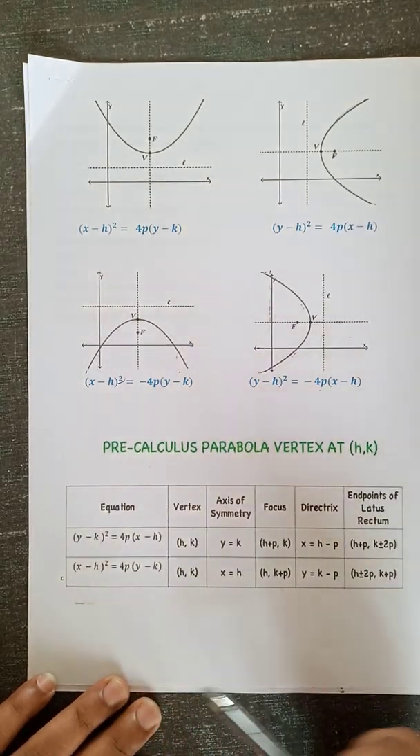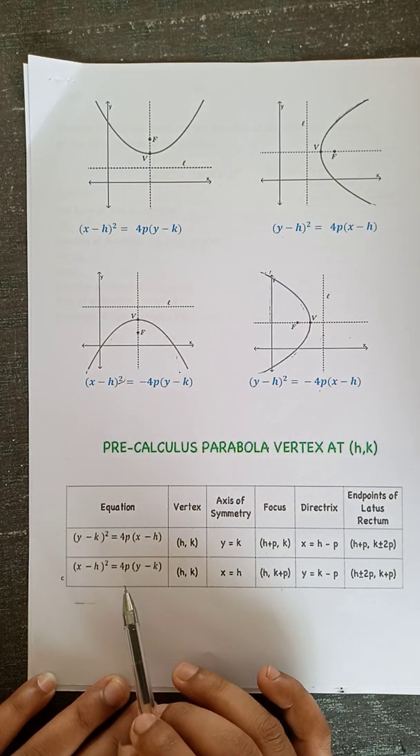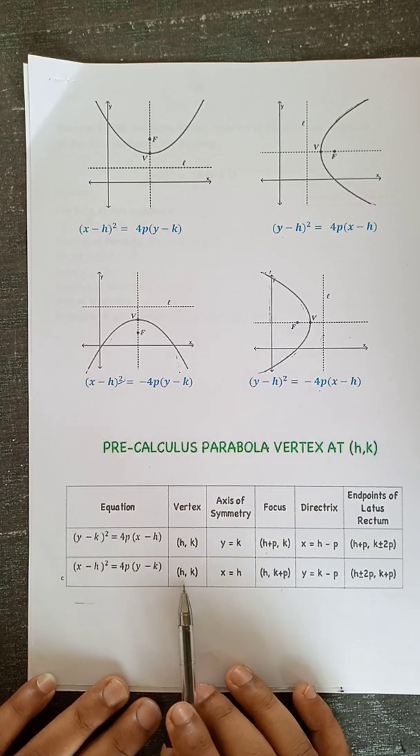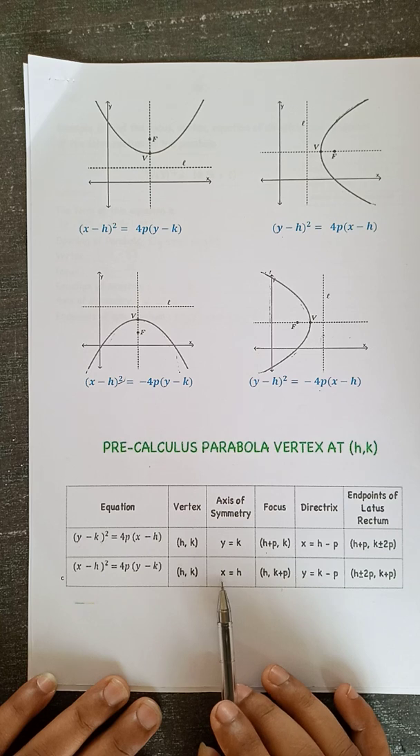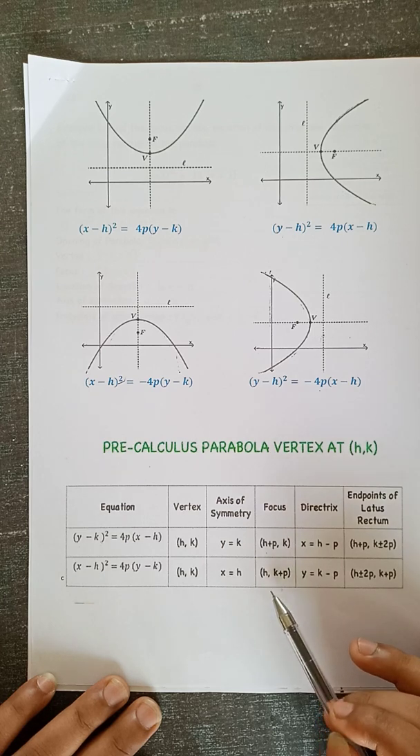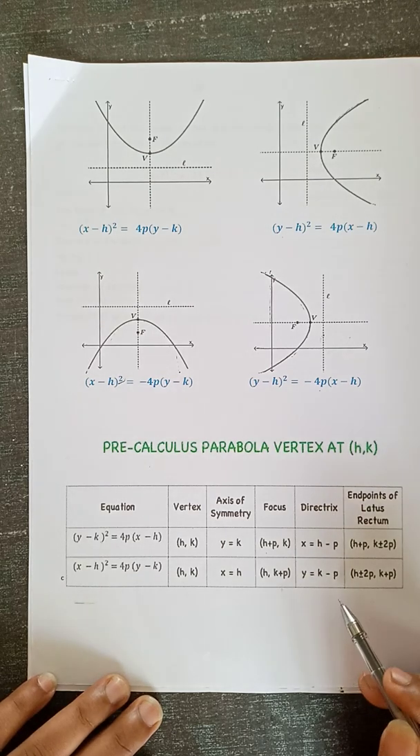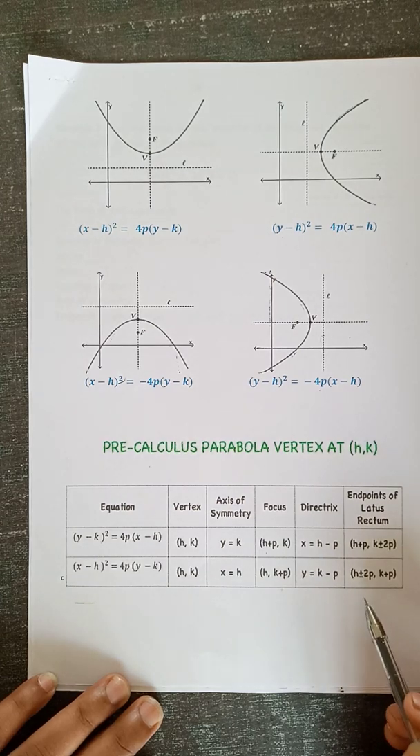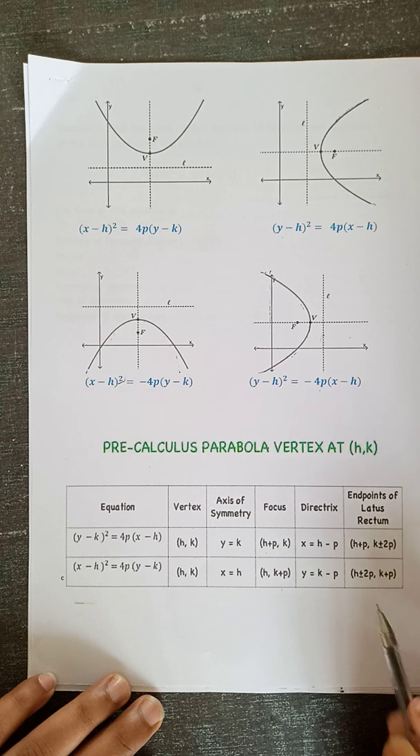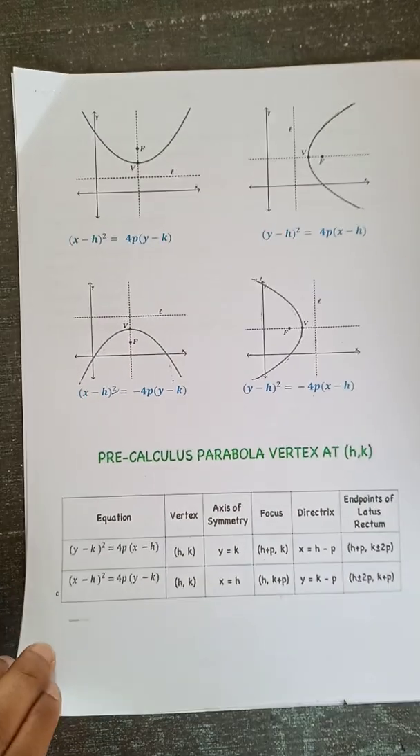It is opening upward or downward since x is being squared. The same, the vertex is h and k. Axis of symmetry will be your x equals h. Focus h and k plus p. Directrix y equals k minus p, and the latus rectum will be h plus or minus 2p and k plus p. Now, to understand more of the equation of the parabola, let us have an example first.